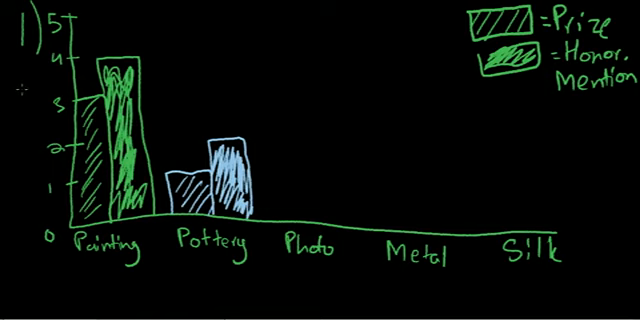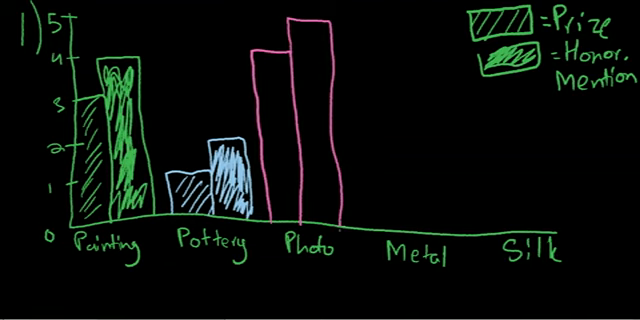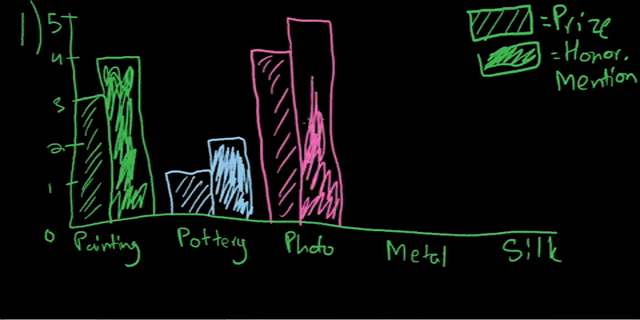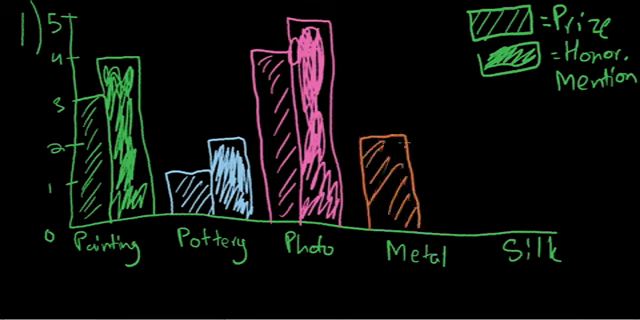For photography, excuse me, there are 4 prize ribbons, that's a lot, and 5 honorable mention ribbons. So this is dash line, colored in. And for metal work, there are 2 prize ribbons and 1 honorable mention ribbon.